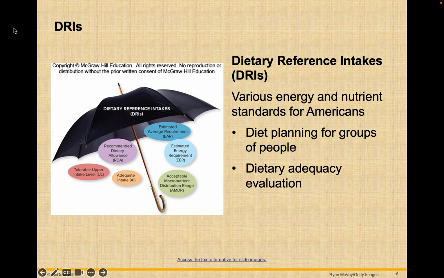The best place to begin the discussion of all these acronyms is with the Dietary Reference Intakes, or the DRIs. These are specific to the U.S. Many countries of the world, as well as the World Health Organization, have their own DRIs. They include energy and nutrient standards for different age groups and are used for diet planning and evaluation for groups at an aggregate level. As you can see in the slide, they encompass a number of nutrient standards which we're going to discuss.